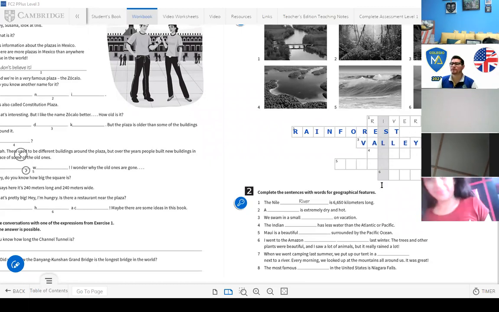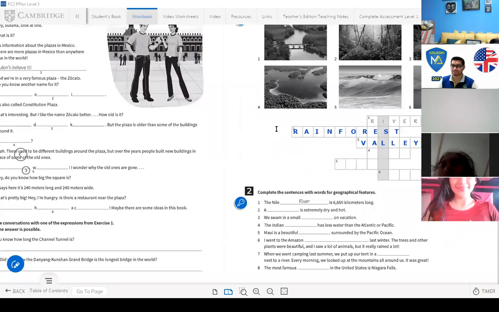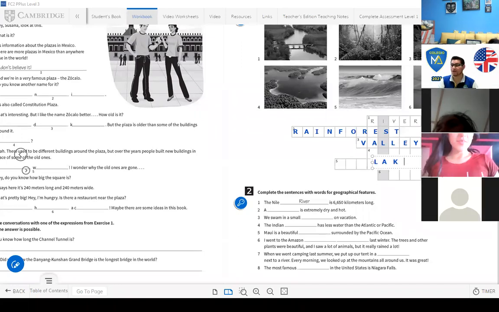Okay, now tell me, what is number 4? What do you think? What do you think is number 4? I think it's lake, right? Yes, because it has 4 letters. Yeah, lake, probably.